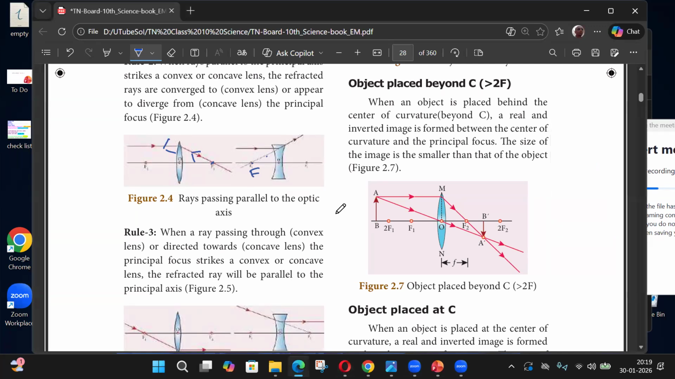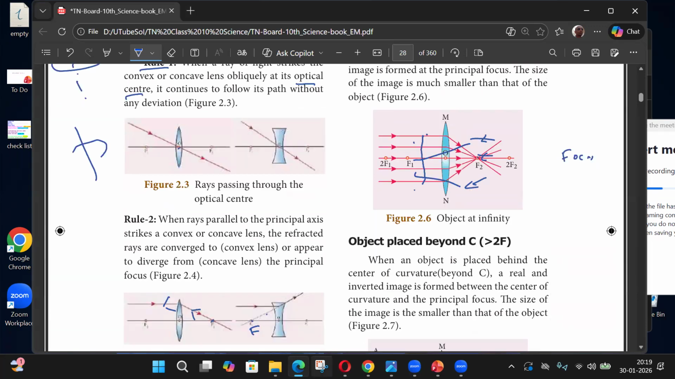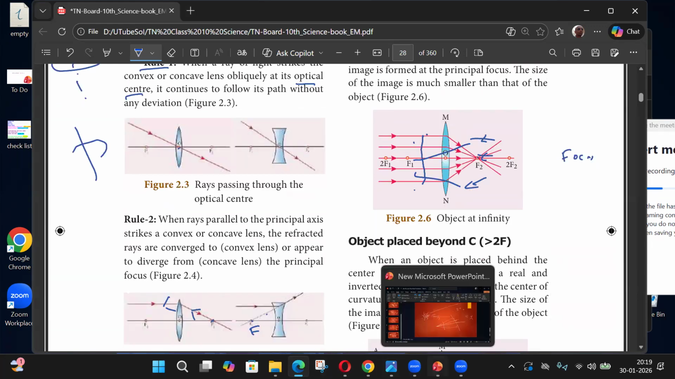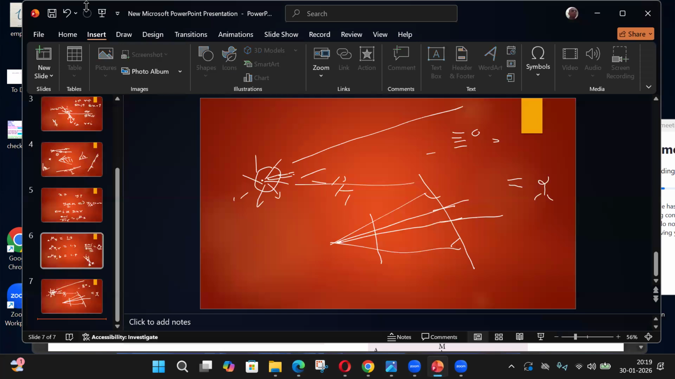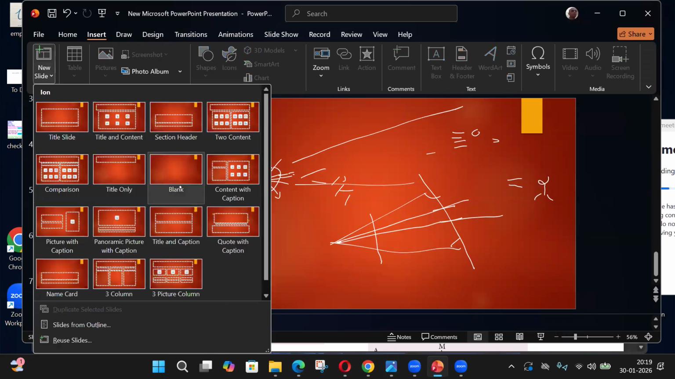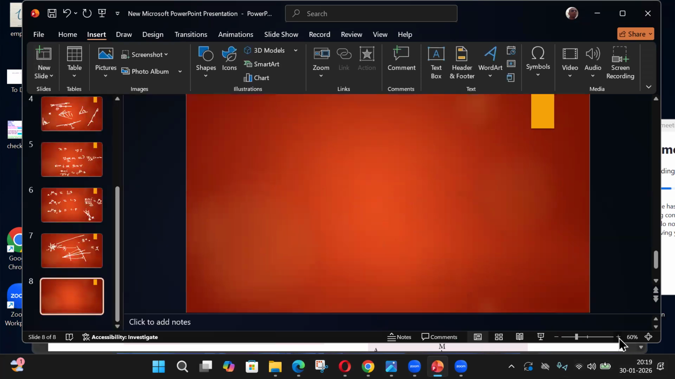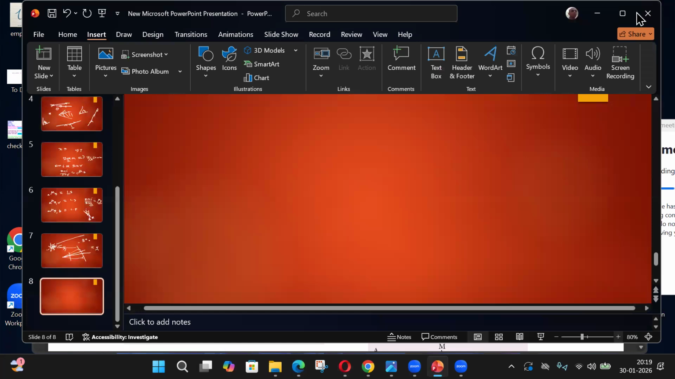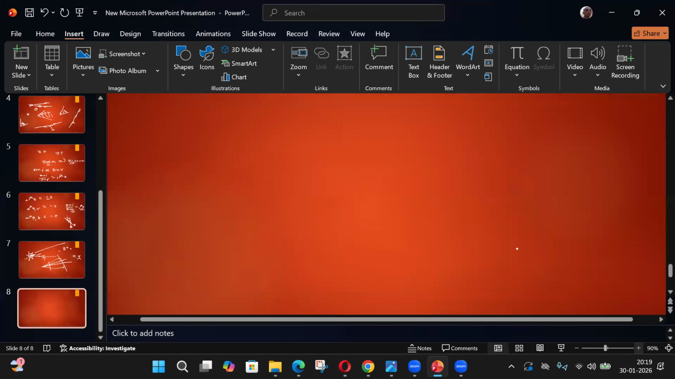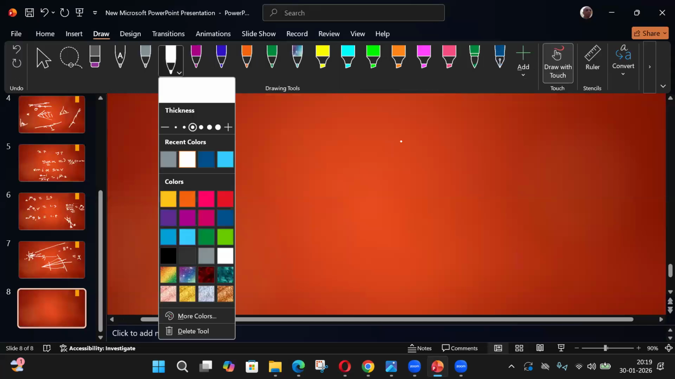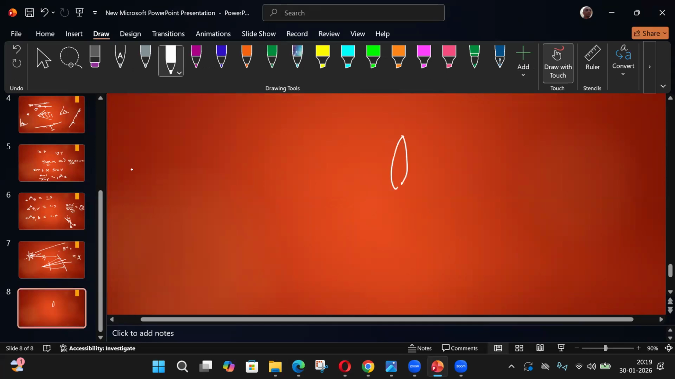So from infinity, you will come closer. The lens is here. So this is the principal axis.